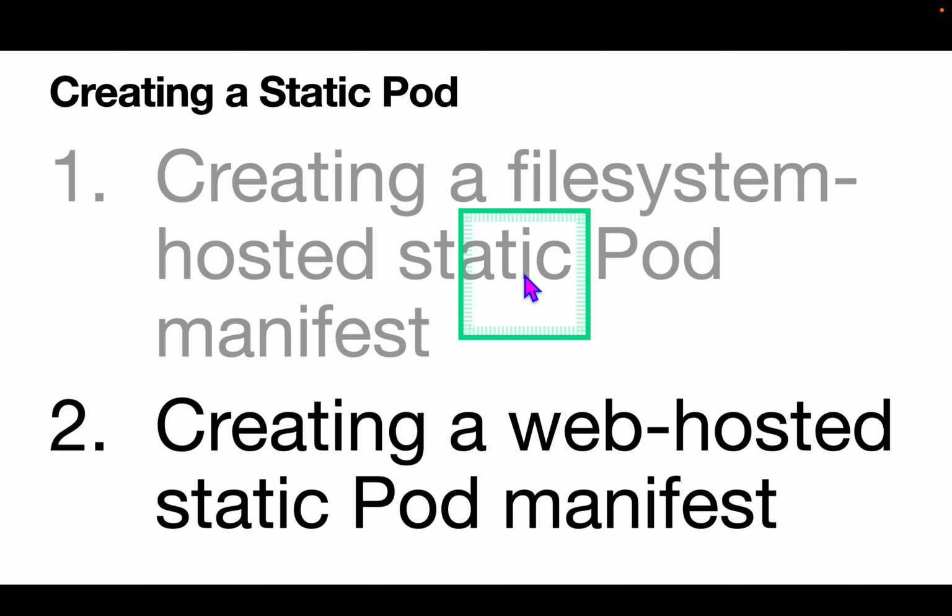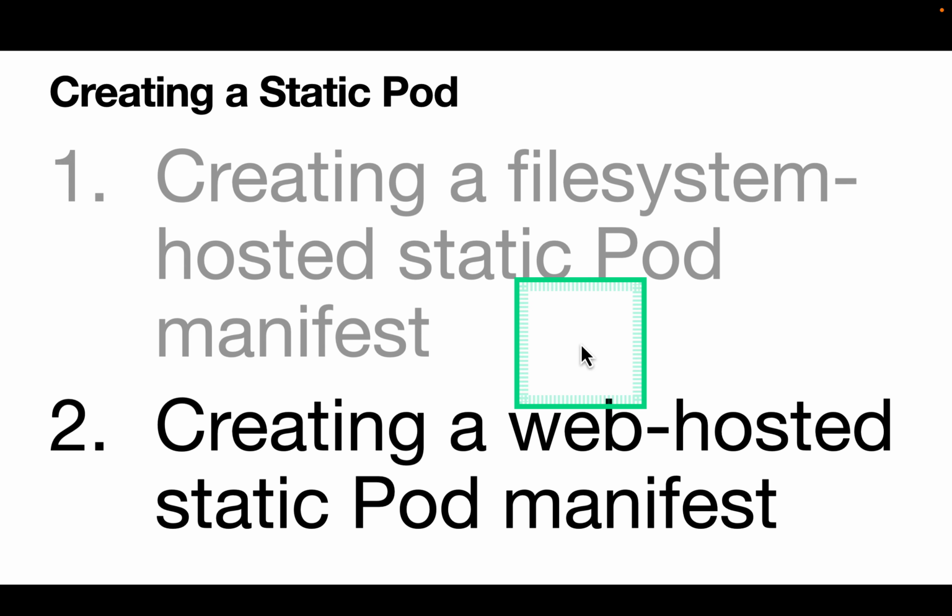Alternatively, static pods can be configured with a web hosted configuration file. The kubelet periodically downloads the file containing the pod definition and applies changes if any. So this is a bit of extra information: it can be web hosted also, and the kubelet will periodically pull and download this file and create the pod. If there are any changes, it will apply the changes as well.